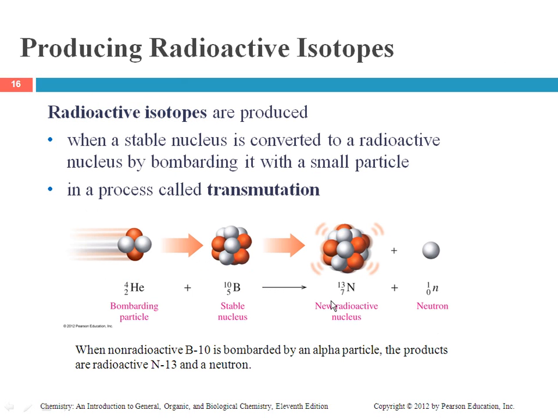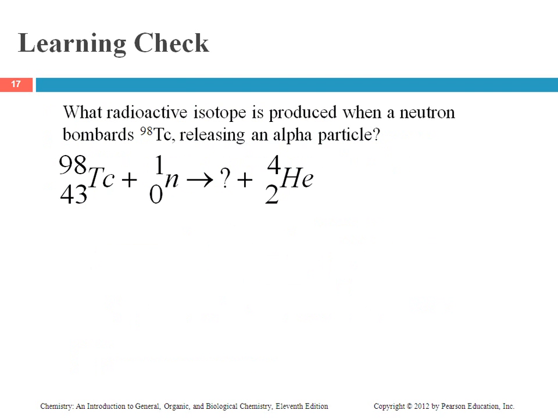We can also look at an example of radioactive isotopes that are produced when a stable nucleus is bombarded with a radioactive nucleus, and this is called transmutation. But we will balance these just the same. It's just that we're going to have a particle over another particle on our reactant side. But we still have to balance just like we would normally.